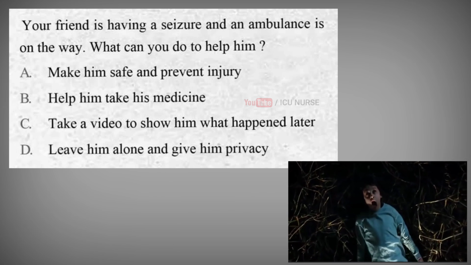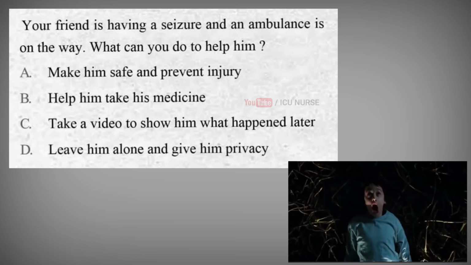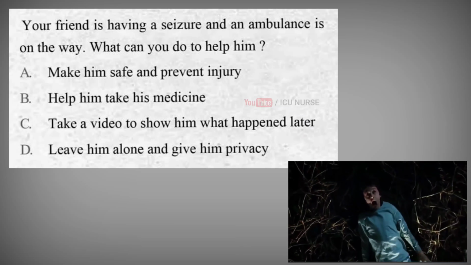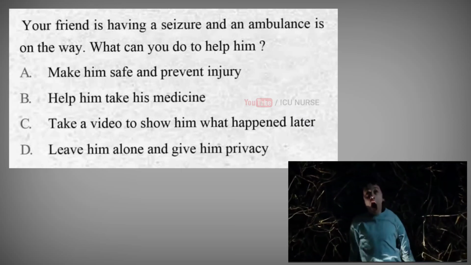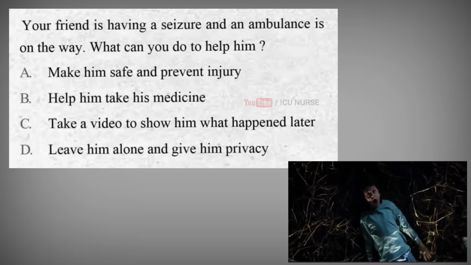Your friend is having a seizure and an ambulance is on the way. What can you do to help him? A. Make him safe and prevent injury. B. Help him take his medicine. C. Take a video to show him what happened later. D. Leave him alone and give him privacy.